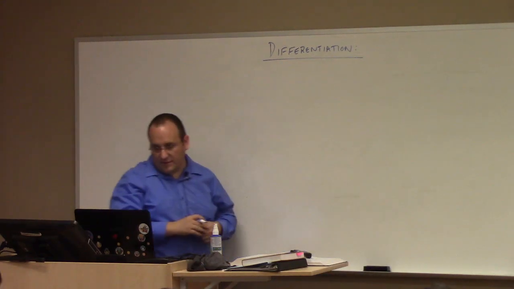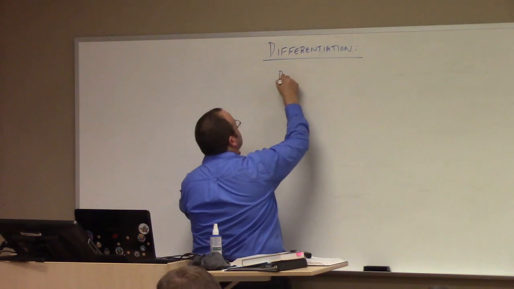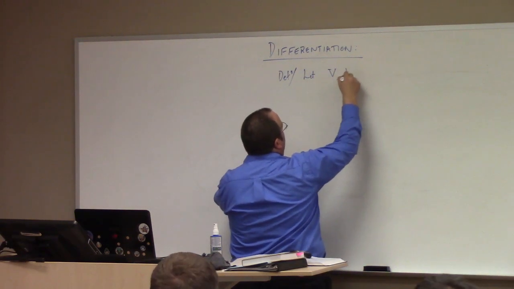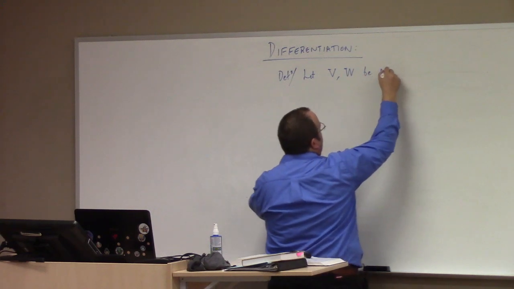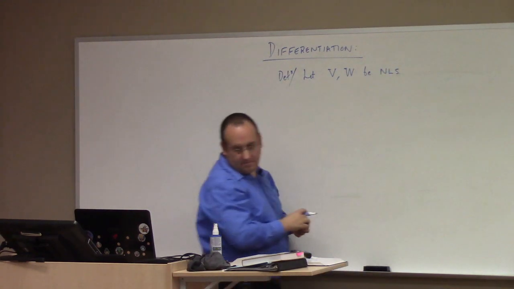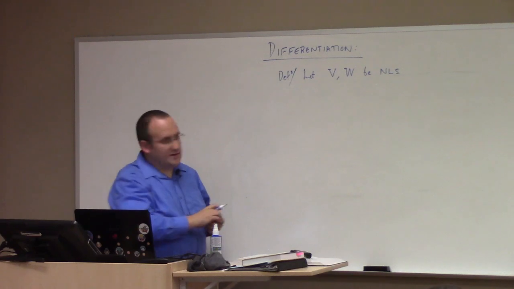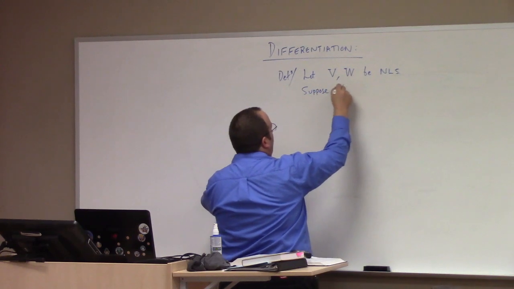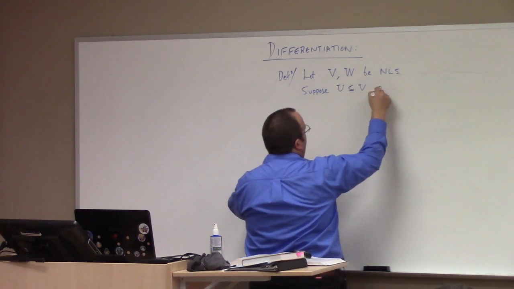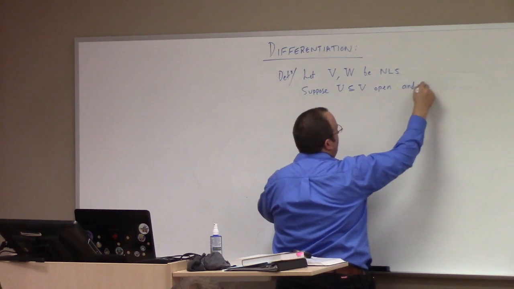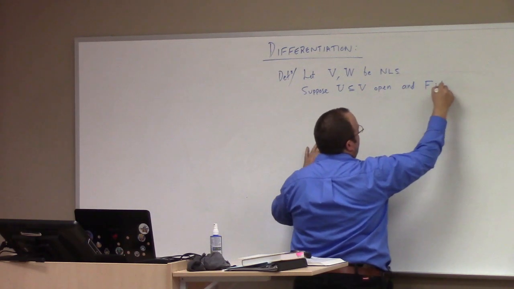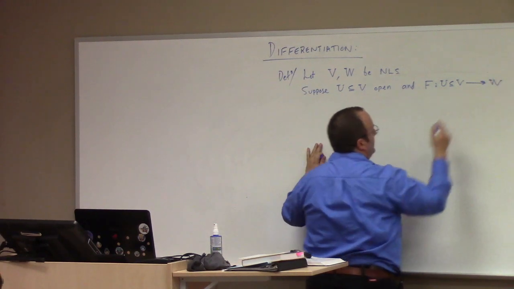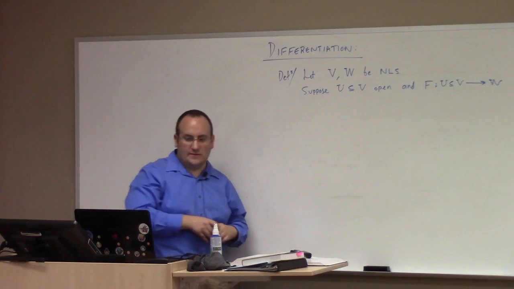So here's the definition. Let V and W be normed linear spaces, all right? And suppose that U is open. And F is a mapping from U to W, all right? Not necessarily linear.